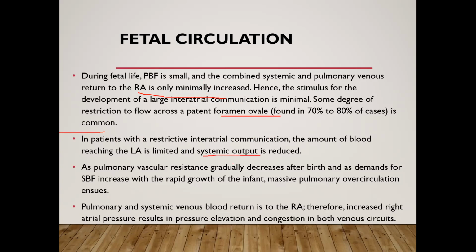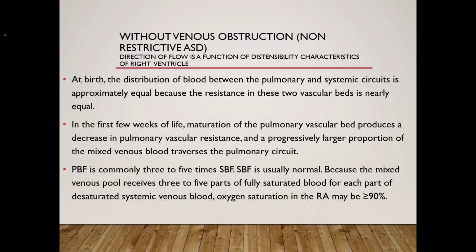Once birth occurs, over the days the pulmonary vascular resistance gradually decreases, and demands for systemic blood flow increase with rapid growth of the infant. Massive pulmonary overcirculation ensues, which is equal to 5 to 6 times the systemic blood flow, where the entire blood is returning into the RA, and therefore increased right atrial pressure results in pressure elevation and congestion of both venous circuits.